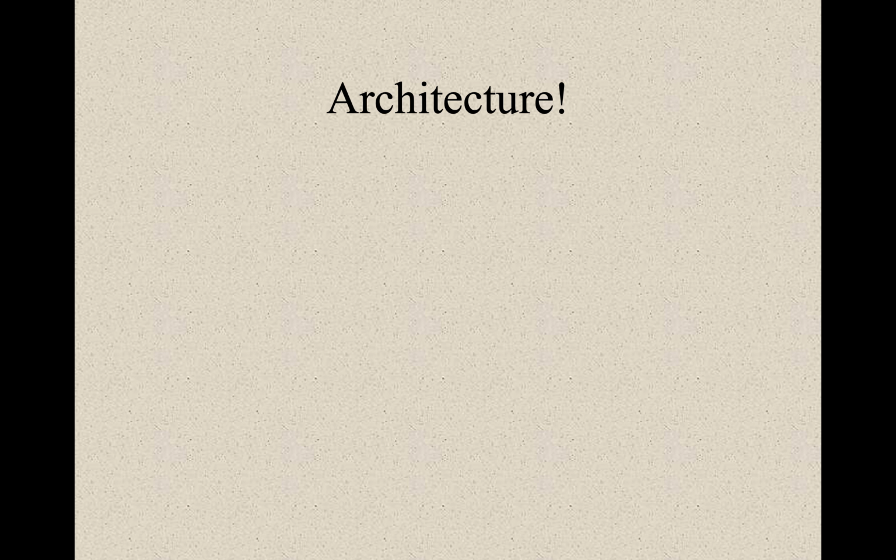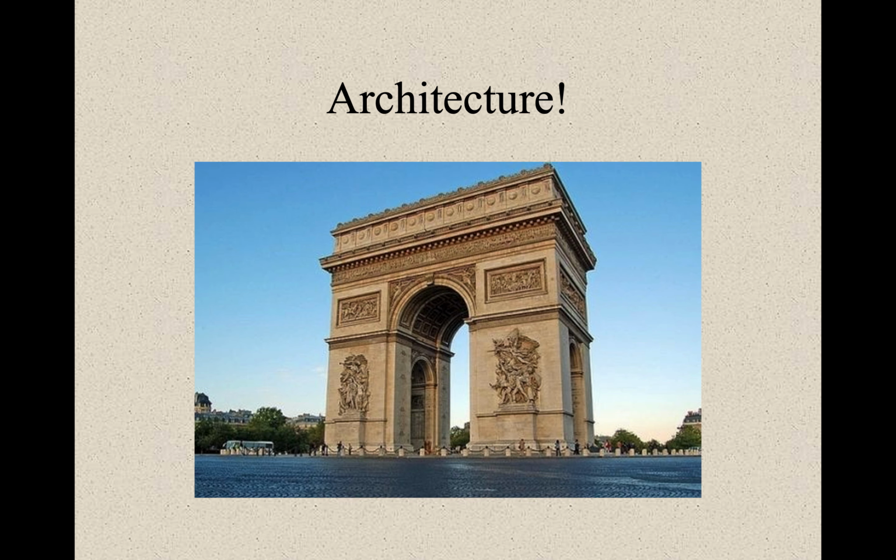Okay, architecture, ladies and gentlemen. Here's a great example, the Arc de Triomphe, and we'll take a look at this in class, ladies and gentlemen. But simple, balanced, very simple. The Arc de Triomphe, very simple. It kind of just looks like a little box. There's the symmetry, and the balance of that.